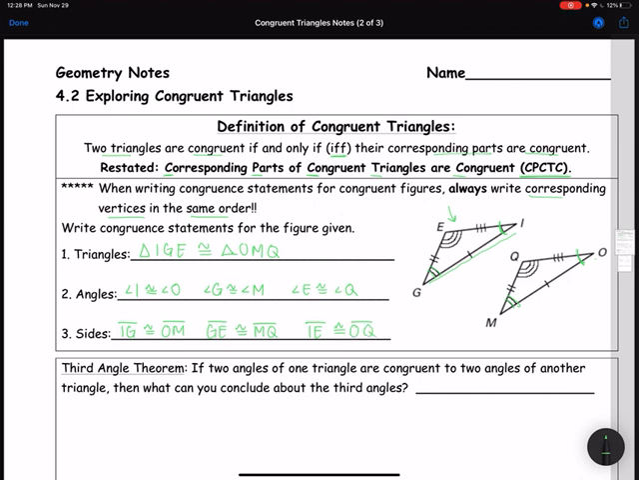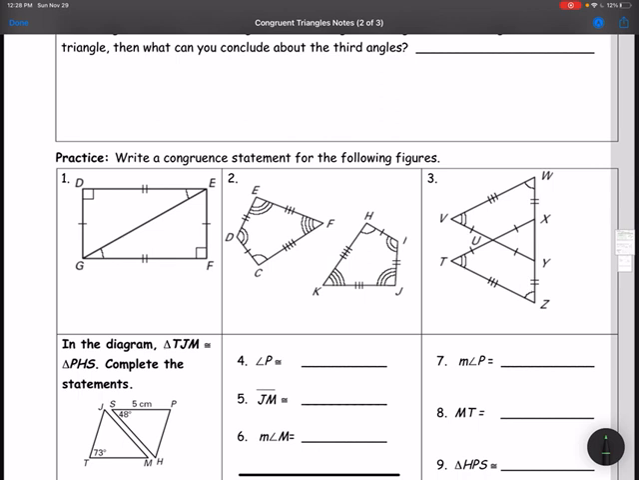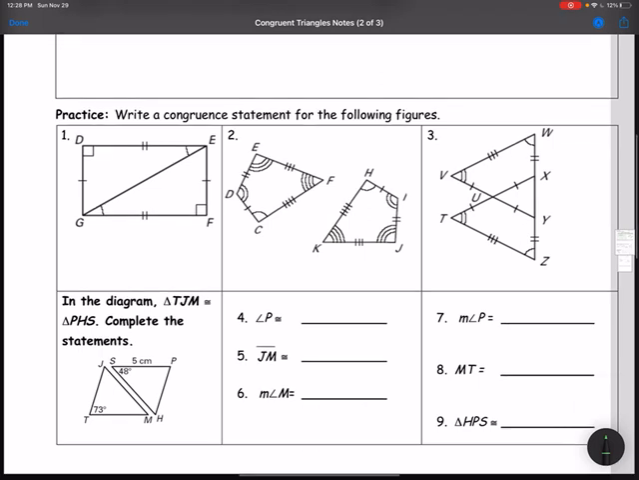Okay, so we can have a triangle congruent statement where we name the 2 triangles, the angles where we name all the pairs of congruent angles, and then the sides where we name all the pairs of congruent side lengths. So let's look at some examples. If we look at number 1, write a congruent statement for the following figure. So we want to know which 2 triangles are congruent.